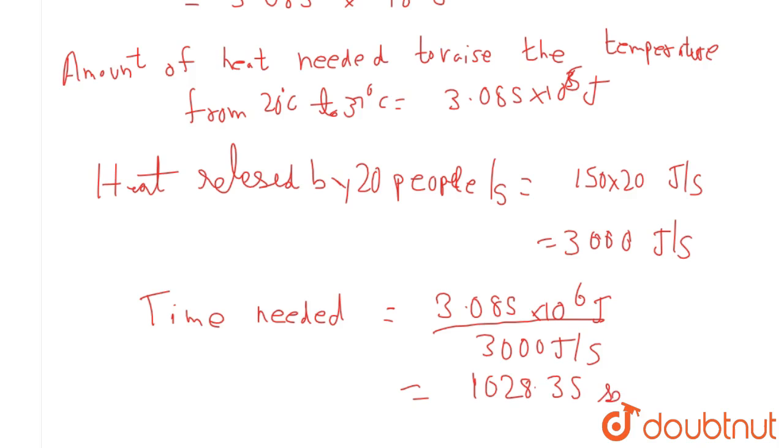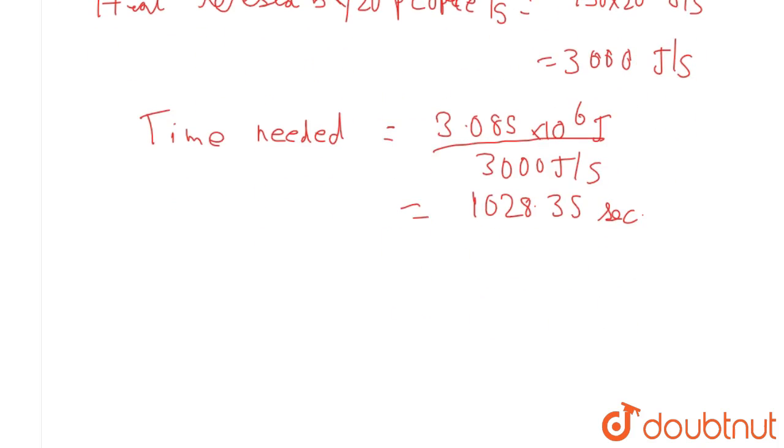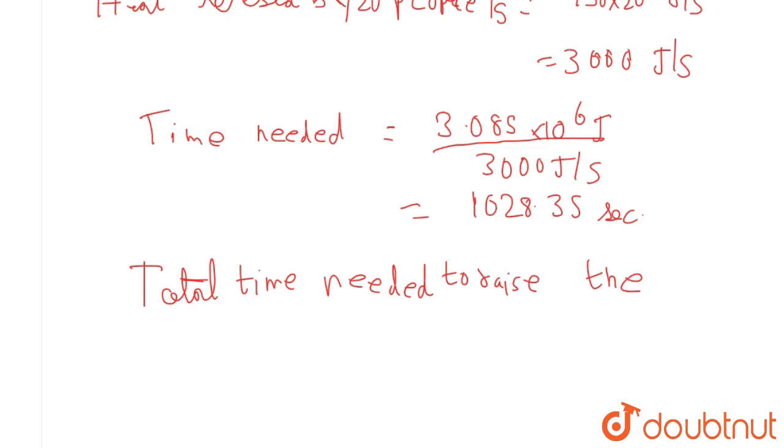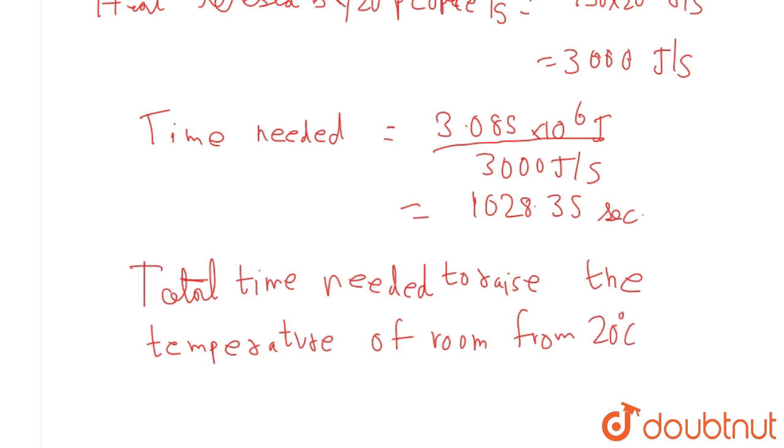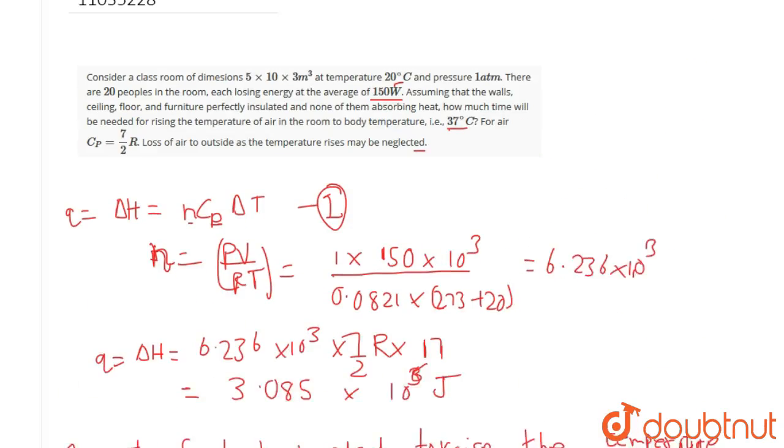1028.35 seconds. So the total time needed in order to raise the temperature of a room from initial 20 degrees Celsius to 37 degrees Celsius is 1028.35 seconds. So this is the final solution of this question.